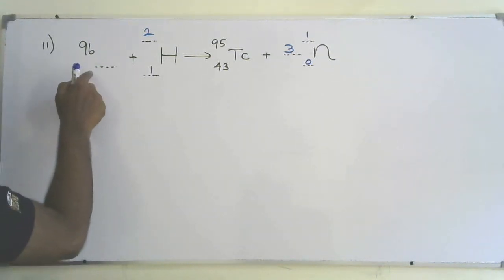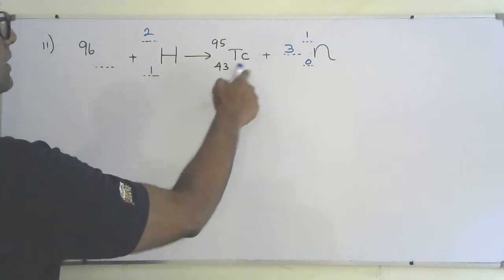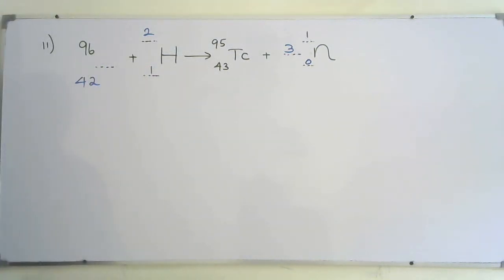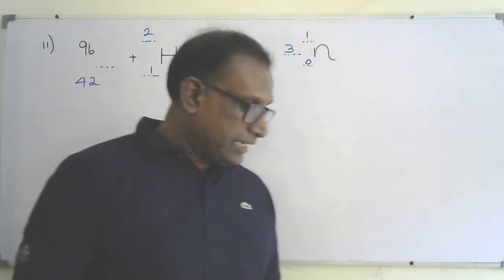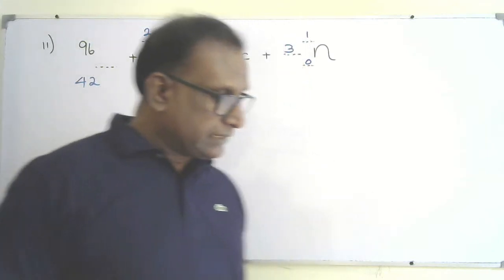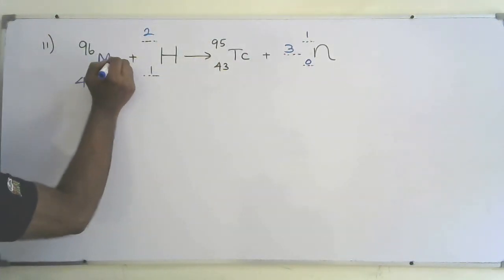Okay, so when we balance the atomic number, here we can find out we need to find the atomic number. That's going to be 43. This is 0. Here 1 means it should be 42. So atomic number 42, which element? See the table. With atomic number 42, there's only one element, that is molybdenum. So Mo.